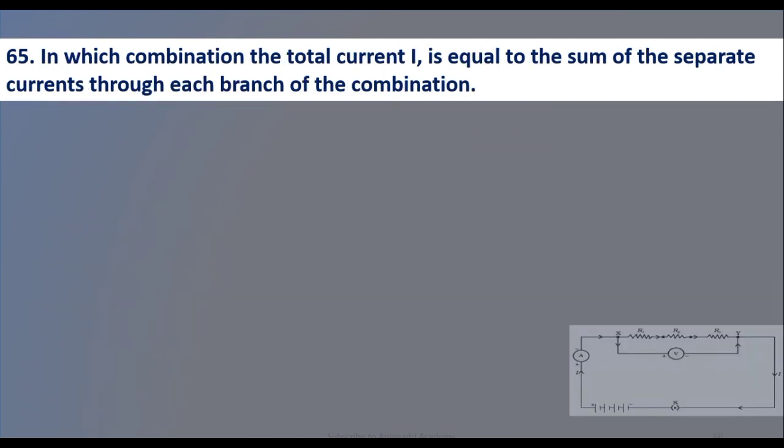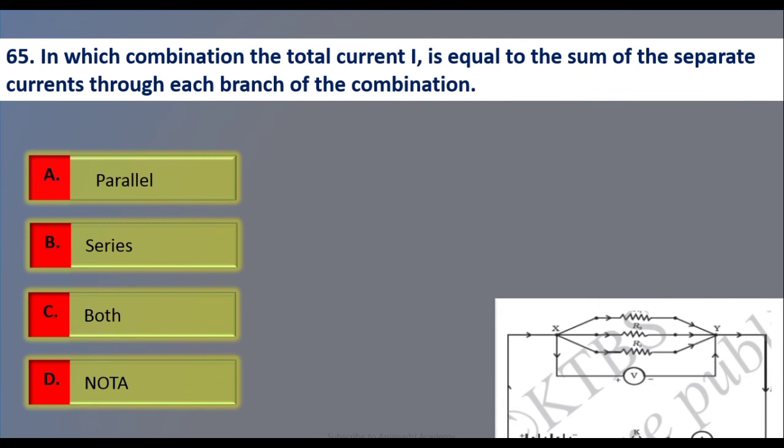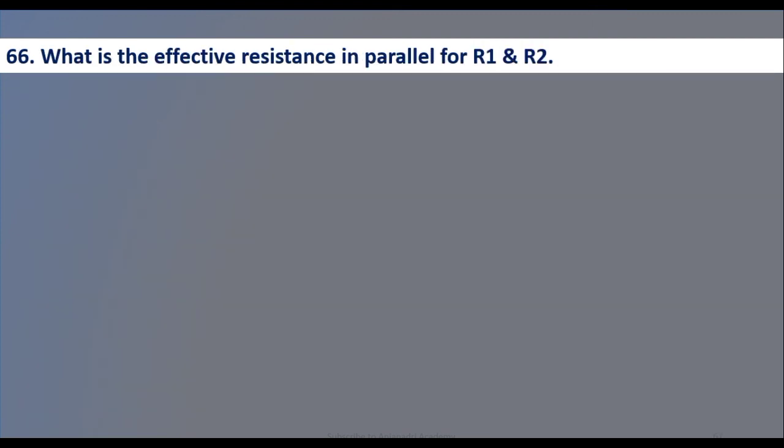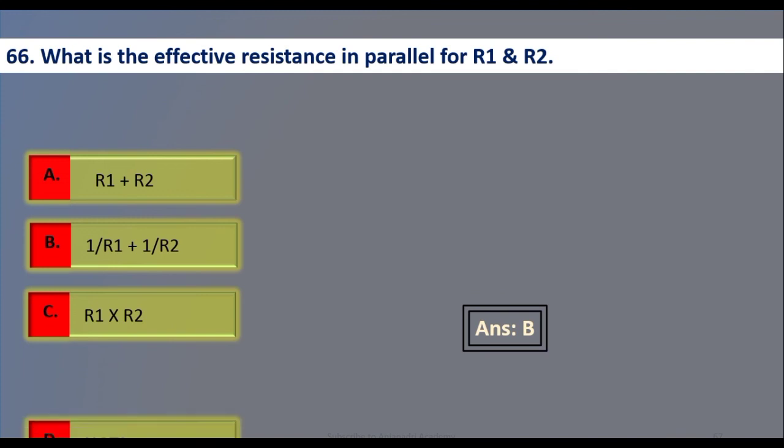Next question is, in which combination the total current I is equal to the sum of separate currents through each branch of the combination? As it is in parallel combination, option A is the right answer. Next question is, I is equal to I1 plus I2 plus I3. Next question is, what is the effective resistance in parallel for R1 and R2? 1 by R1 plus 1 by R2. Therefore option B is the right answer.